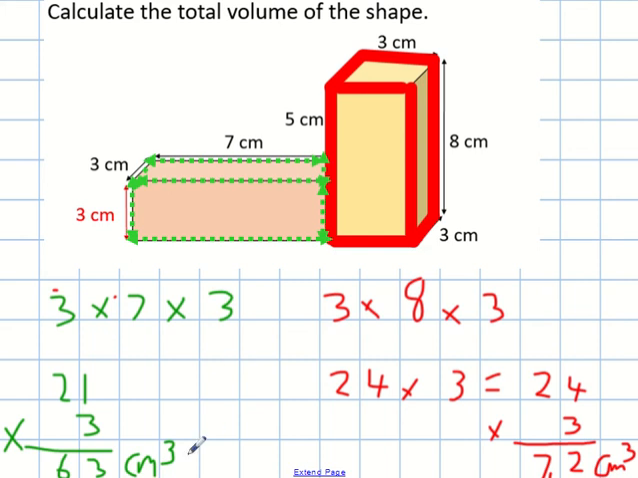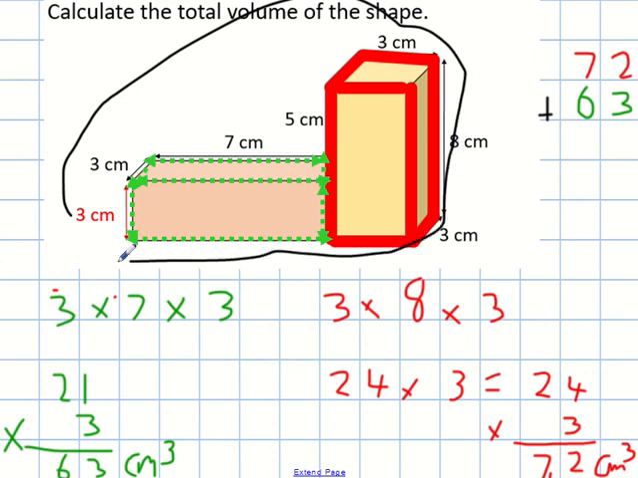And then what do you think I'm going to do with both these? Well, I'm going to do 72 add 63. Because what I'm going to need to do is add both my cuboids together to understand what the whole volume of the shape is, because I've worked out this cuboid, I've worked out this cuboid, and therefore I can work out the volume of the whole shape. So 2 add 3 is 5, and 7 add 6 is 13. And there we go.